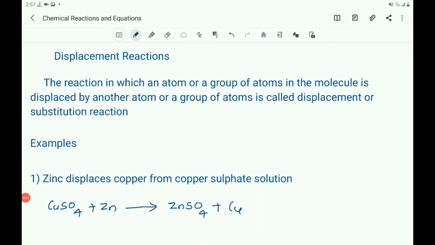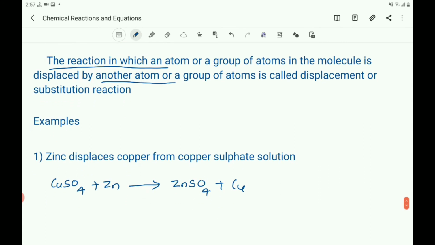Now you write displacement reactions. What is a displacement reaction? The reaction in which an atom or a group of atoms in the molecule is displaced by another atom or a group of atoms is called a displacement or substitution reaction.